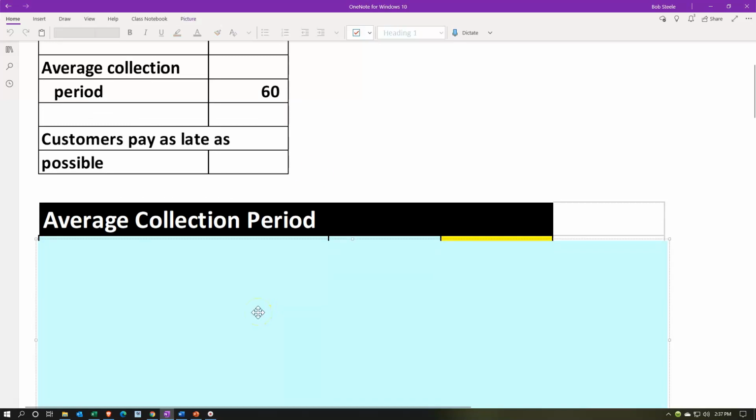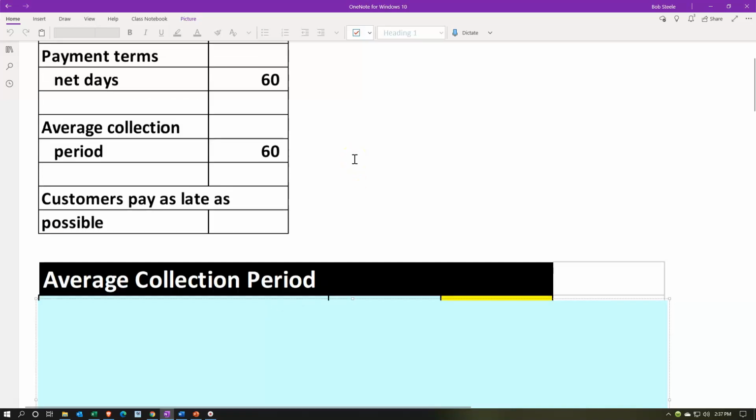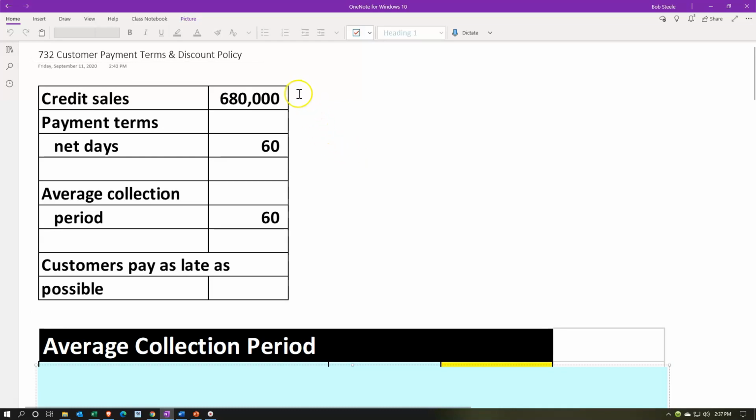So we want to then think about what our accounts receivable turnover calculation will be. What's going to be our accounts receivable turnover? Now, to do that, we're first going to think about what our average accounts receivable will be. Now, to think about the average accounts receivable based on these credit sales, we can say, okay, we have the average collection period. How can I use that to calculate the average accounts receivable?